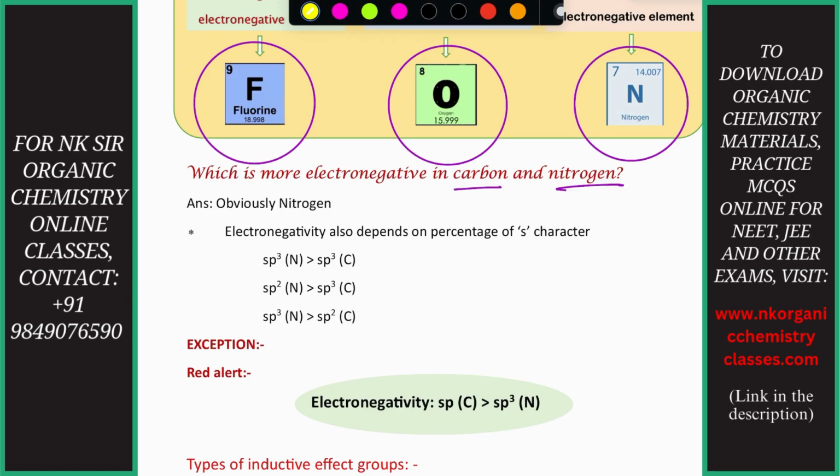Obviously, the answer is nitrogen only. No doubt in that one. But as I mentioned already, electronegativity also depends on the state of hybridization. For example, you take sp3 carbon and sp3 nitrogen. In that case, which is more electronegative? Nitrogen only. Or sp2 nitrogen, sp3 carbon. Even in that case also, nitrogen is more electronegative. Like this, you take any combination, by all means, nitrogen is more electronegative than carbon.